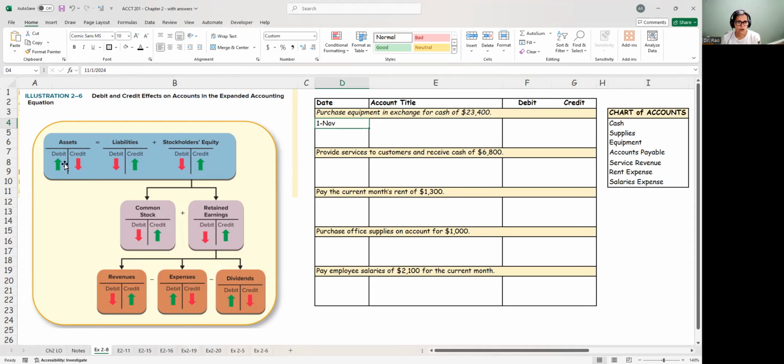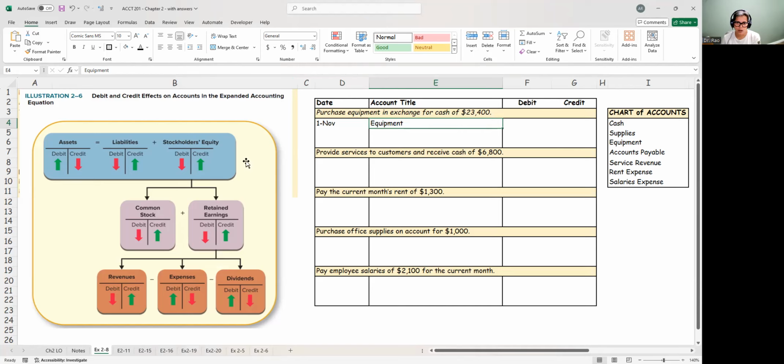So both of these are assets. Cash and equipment are both assets. One increased, one decreased. Which one increased? Equipment was 0. We now have $23,400 worth of equipment. So I'm going to debit equipment. My cash is also an asset.